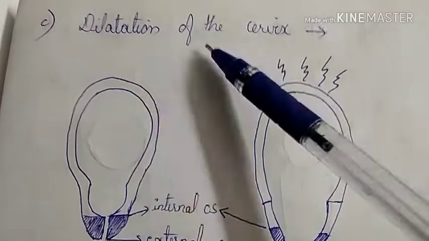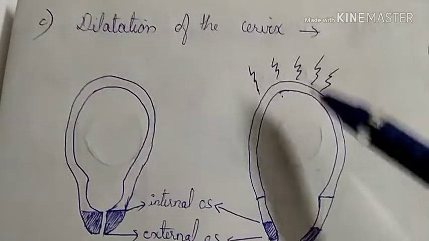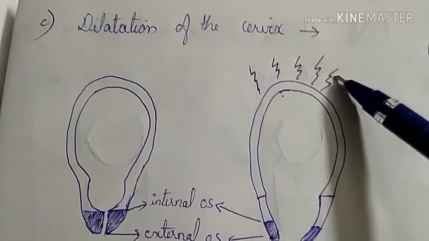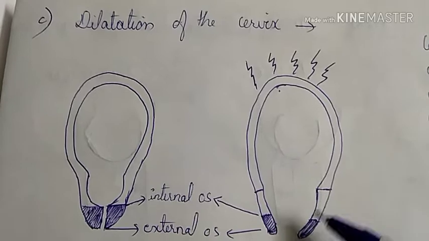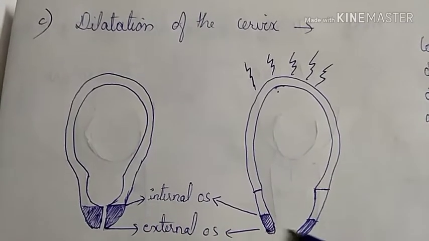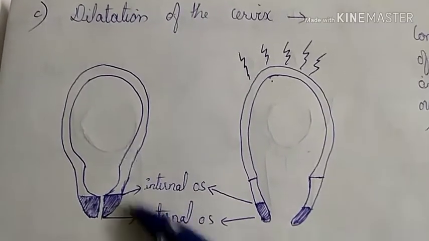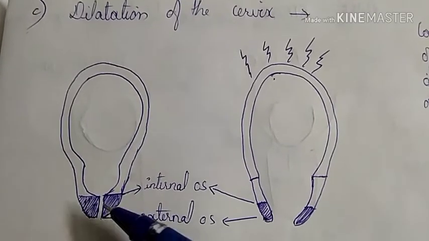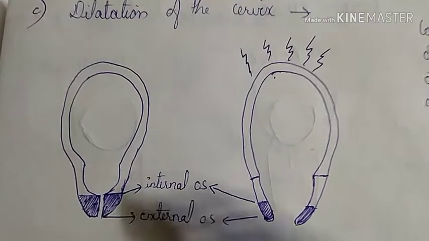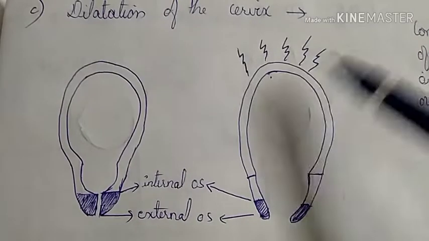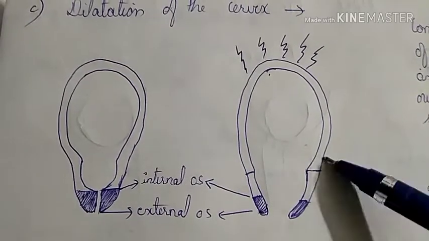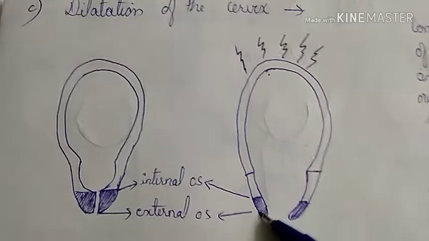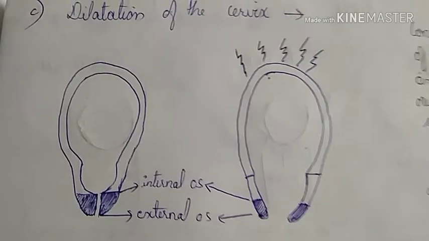The next one is dilatation of the cervix. Here there are contraction and retraction of the upper segment and lifting up and thinning of the lower segment, resulting in dilatation of the cervix. This is the cervix before dilatation. There is no effacement taken place. Here, because of the contraction and retraction of the upper segment, there is lifting up and thinning of the lower segment, ultimately resulting in dilatation of the cervix.